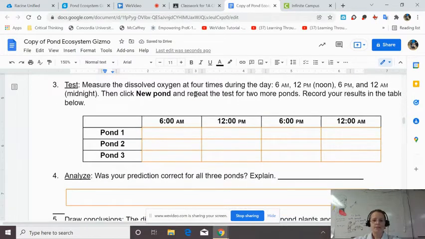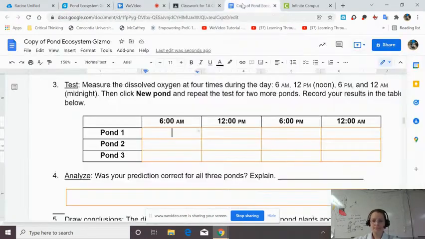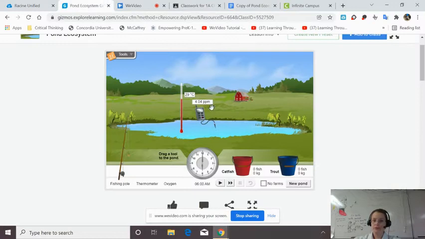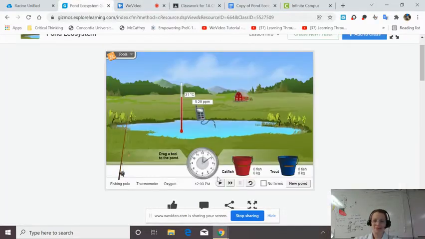Measure the dissolved oxygen at 4 times during the day: 6 a.m., noon, 6 p.m., and midnight. And we're going to test several ponds. Exciting, right? Let's reset. So we're at 6 a.m. Okay, so 4.04. We'll fast forward to noon. There we go, 12:09 again. 5.28. 6 p.m. Fast forward some more.